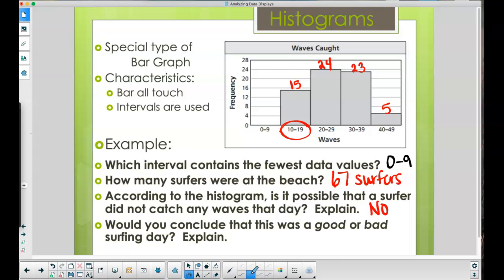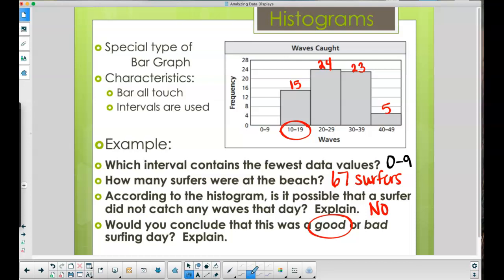Okay, so would you conclude that this was a good or a bad surfing day? What do you think? Based on the data that's given there, is it a good or a bad day? Kayla? Good. Why do you think it's good? A lot more people were able to get like 30 or 39 or something. Right. Well, and everybody caught at least 10, right? So I would say that's a pretty good day. Nobody had 0 to 9, so everybody was catching waves. Everybody caught at least 10 or more. I'm guessing that's a pretty good surfing day.